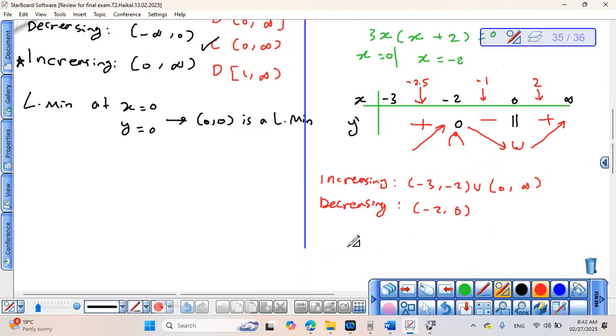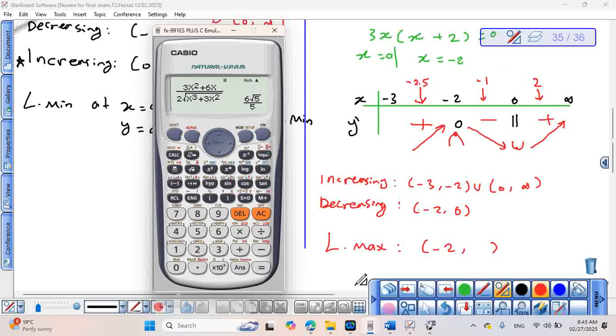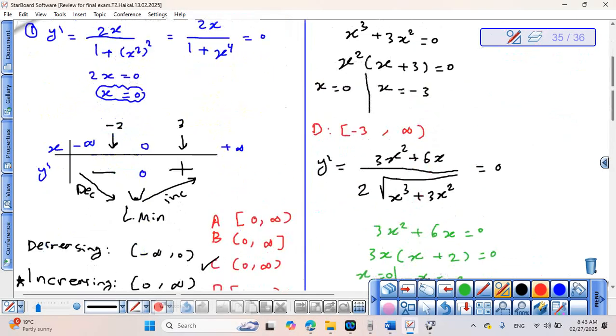Also a local maximum at negative 2, but what about y? We can find this from the original function. The original function here, I think, is square root of x to the power 3 plus 3x squared. That's it, yes? This is the equation? Yes, exactly.